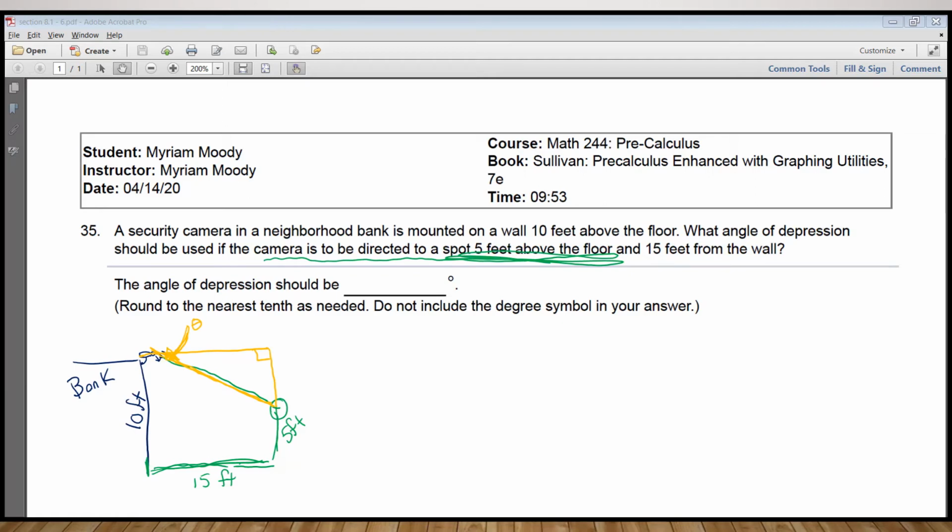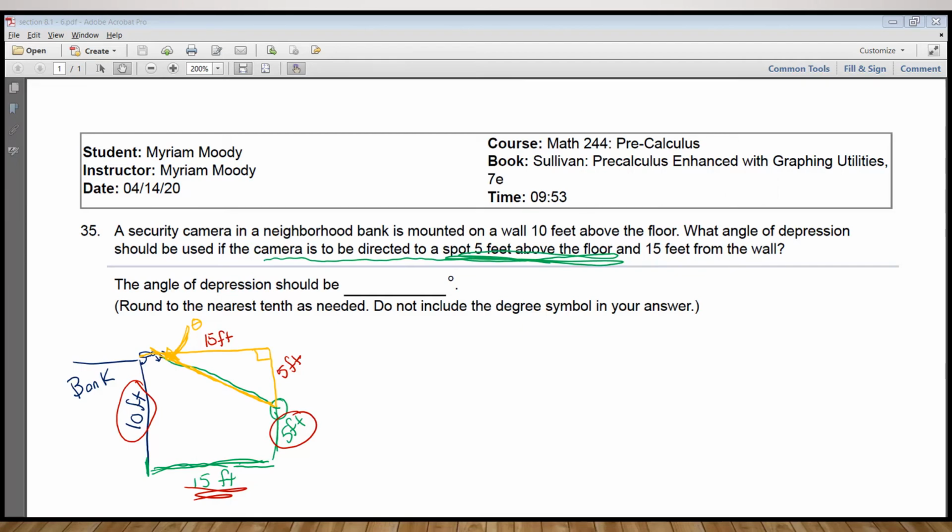That's good. So this top is 15 feet because it mirrors the floor, doesn't it? And this side would be 5 feet, wouldn't it? Because I got a 10 feet wall and the camera is looking at 5 feet above the ground, isn't it? Good. We do okay with this? Is this making sense? All right.